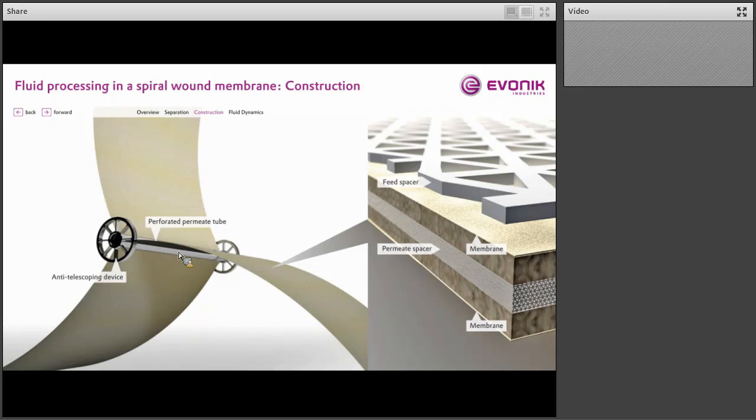When we wrap that up, of course, we don't want the feed side of the membrane to touch the other, because if this membrane touches this membrane, there won't be any room for flow. So what we do is we add a thing called a feed spacer that holds these different leaves apart and stops them from crushing together and allows flow to pass down the module.